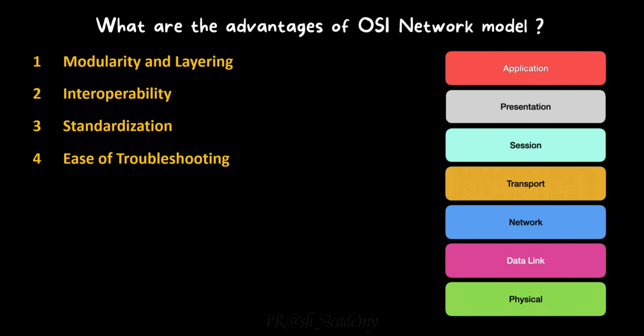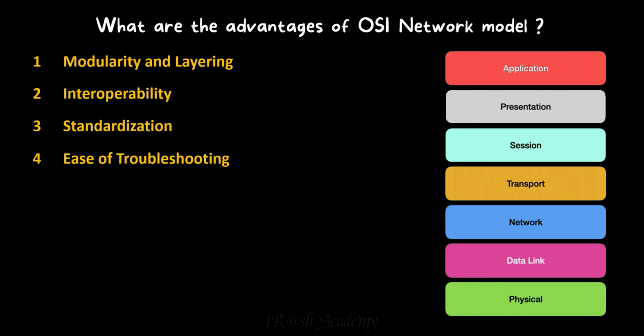Now point number 4, ease of troubleshooting. So how does the OSI model help the network engineer troubleshoot easily? The layered structure of the OSI model makes it easier to troubleshoot network issues. Problems can often be isolated to a specific layer, allowing network administrators to focus on a particular area without having to understand the entire system. This accelerates the diagnostic and resolution process very easily.